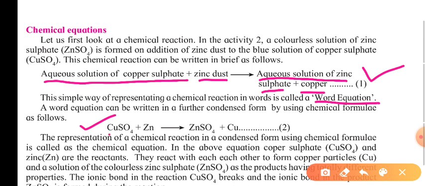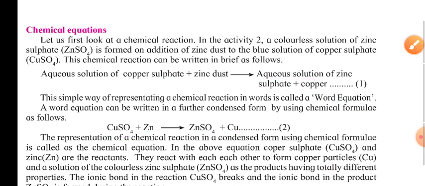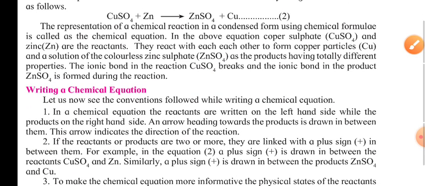Here you can see copper sulfate plus zinc gives us zinc sulfate and copper. Further is the representation of a chemical reaction in a condensed form. When we do this, we are supposed to write everything in chemical formulas. It means whatever chemical compounds we are using, we have to write them all in equation form.